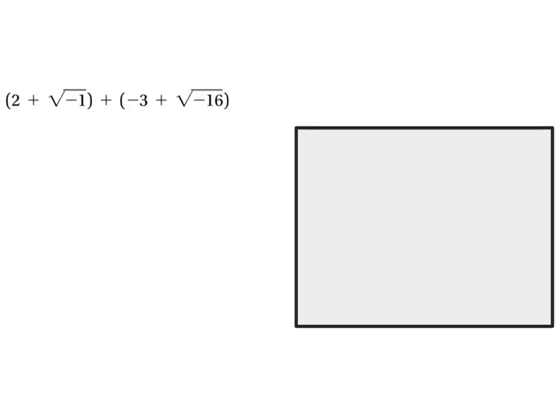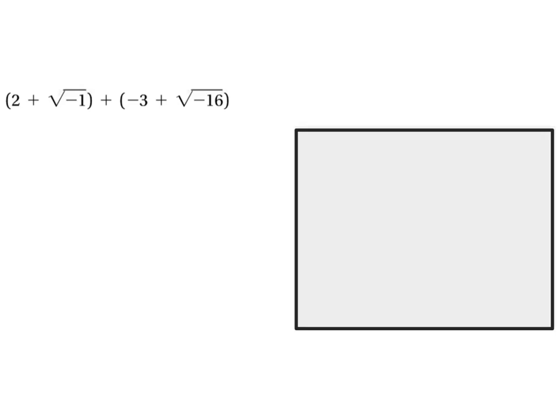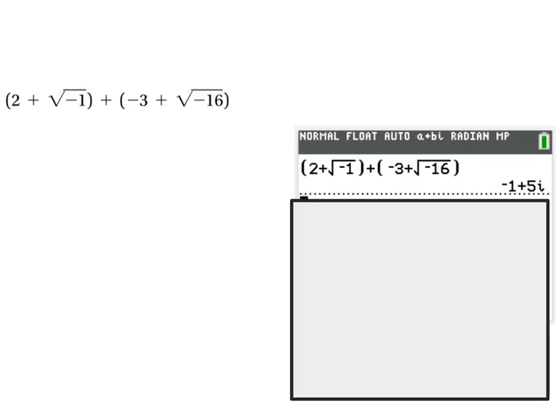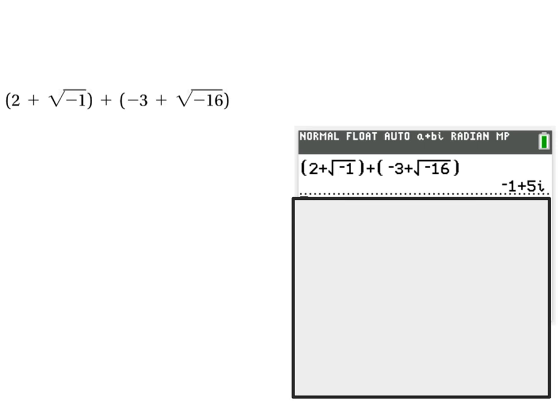In this final example, we have something with negative square roots in this format. You can do the same thing and plug this into your calculator. If I were to do so, I would plug it in exactly as shown, and once I plug this in, this gives me the answer of negative 1 plus 5i, which we can record as our final answer.